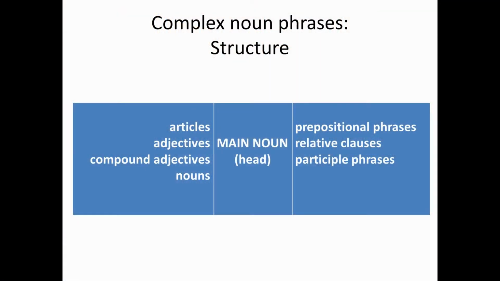We can depict the structure of complex noun phrases like this. As you'll see, the main noun, the head, is in the centre of the chart. And before it, we can get articles, adjectives, compound adjectives, remember they are hyphenated, and other nouns, which need to be in the singular. And after the head, we can have prepositional phrases, relative clauses, and participle phrases.